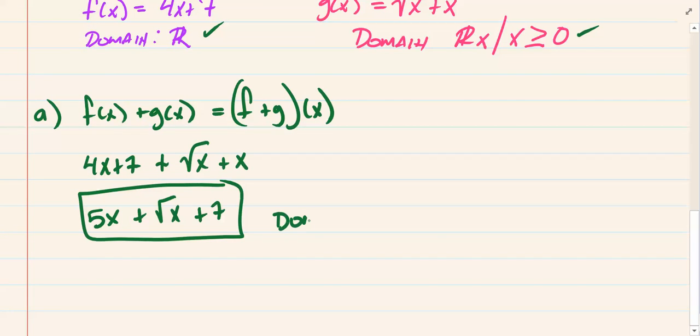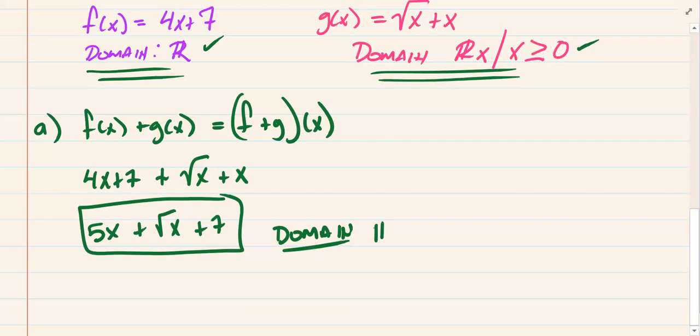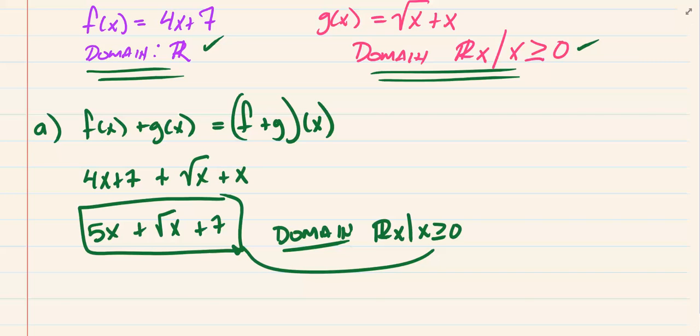Well, to answer that question, I have to go back and say, what do these domains have in common? What are the two domains that they have in common? Not all real numbers, no. Everything that's greater than 0. So the domain for this should be all real numbers such that x is greater than or equal to 0. So I can plug in anything I want into the box as long as it's greater than or equal to 0.